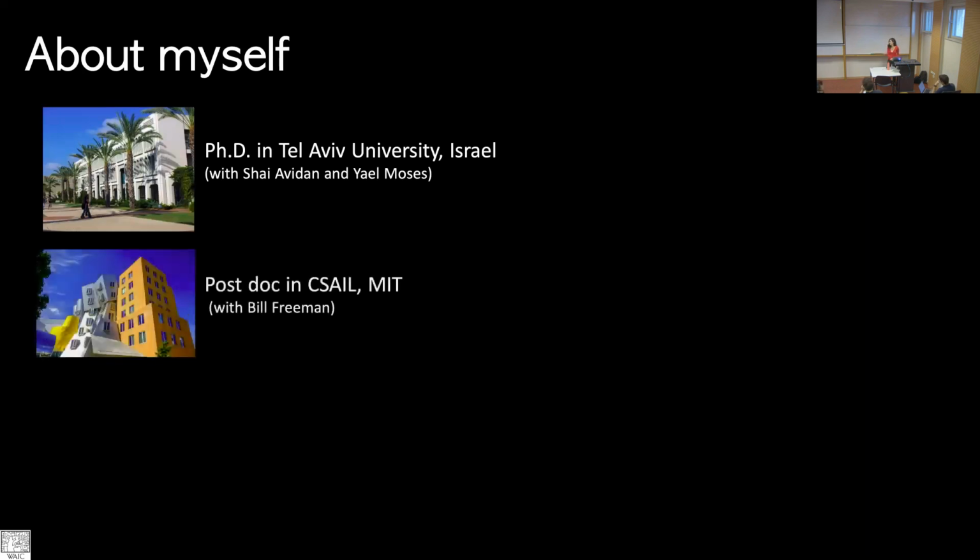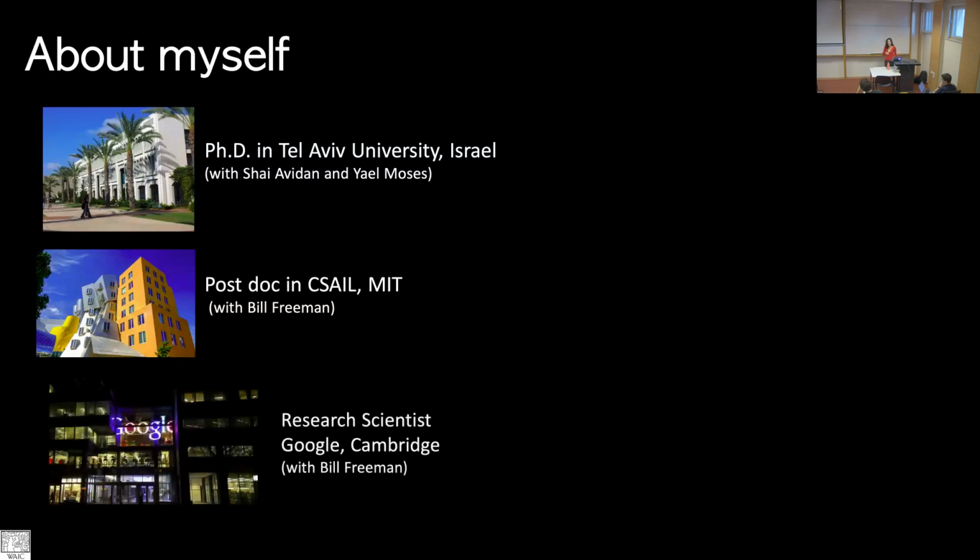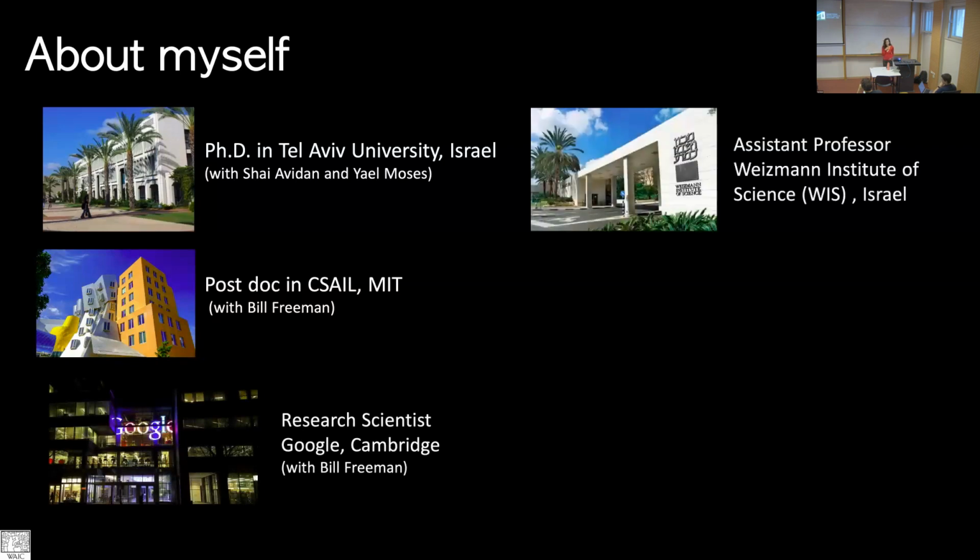And then I moved to Boston for 6 years, where I did a postdoc at MIT with Professor Bill Freeman. And then Bill opened the research group at Google, which was just across the street from MIT. So I joined him in Google. So overall, I spent 6 years in Boston, and then decided to return to Israel and join the Weizmann Institute 3 years ago. And that's where we started this course.